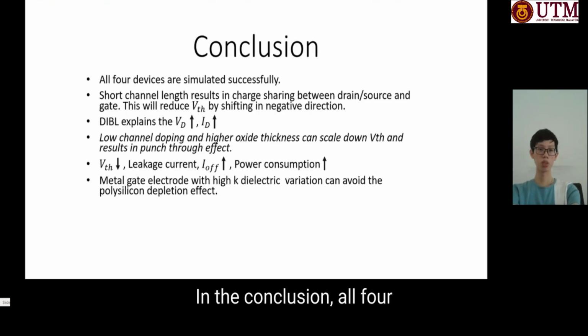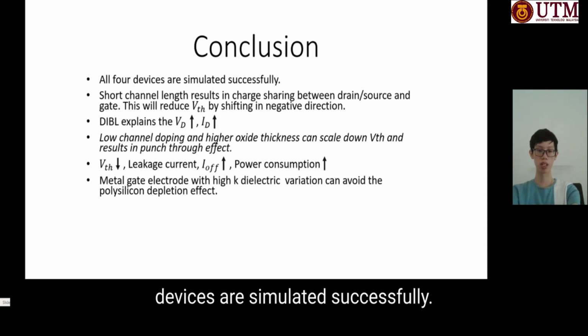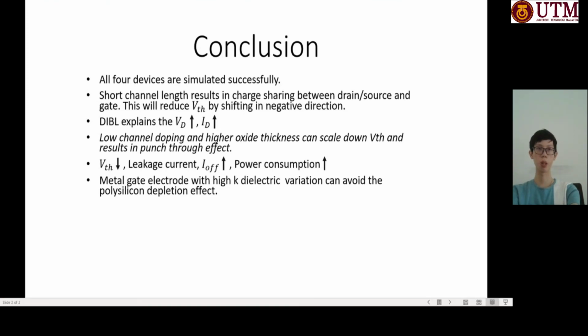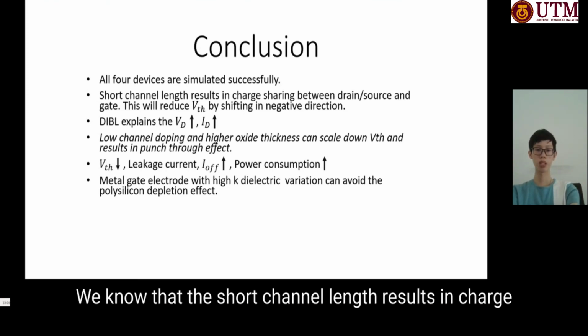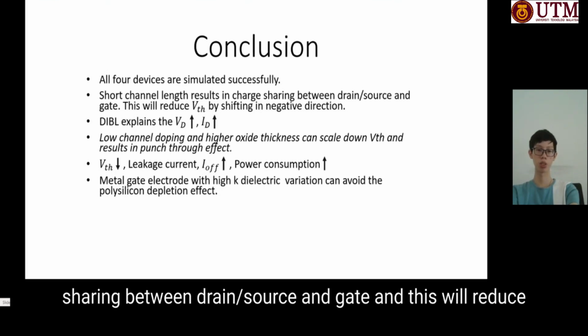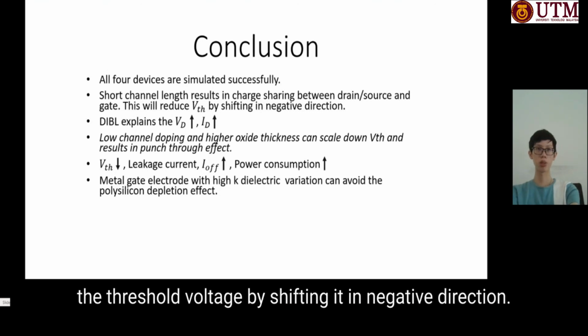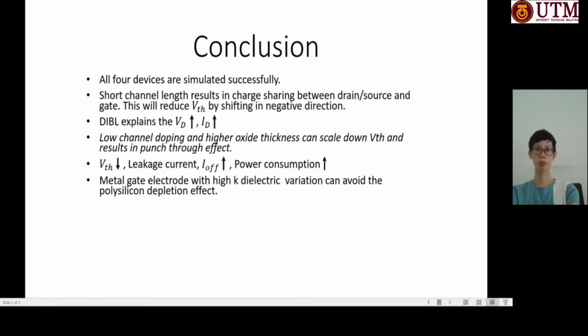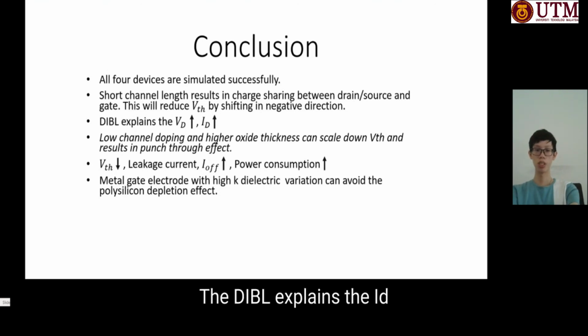In the conclusion, all 4 devices are simulated successfully. We know that a short channel length results in charge sharing between drain, source and gate, and this will reduce the threshold voltage by shifting it in the negative direction. The DIBL explains why ID increases when VD increases.